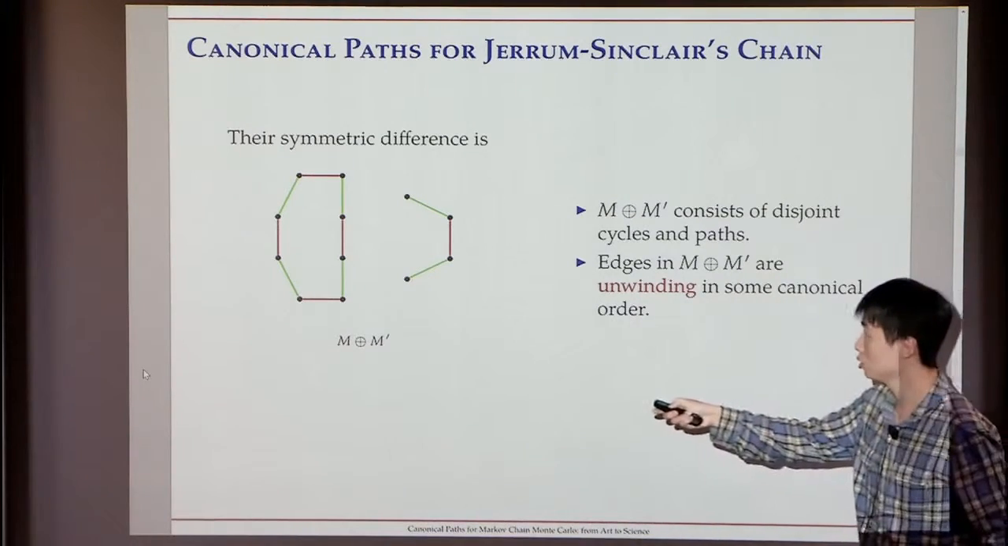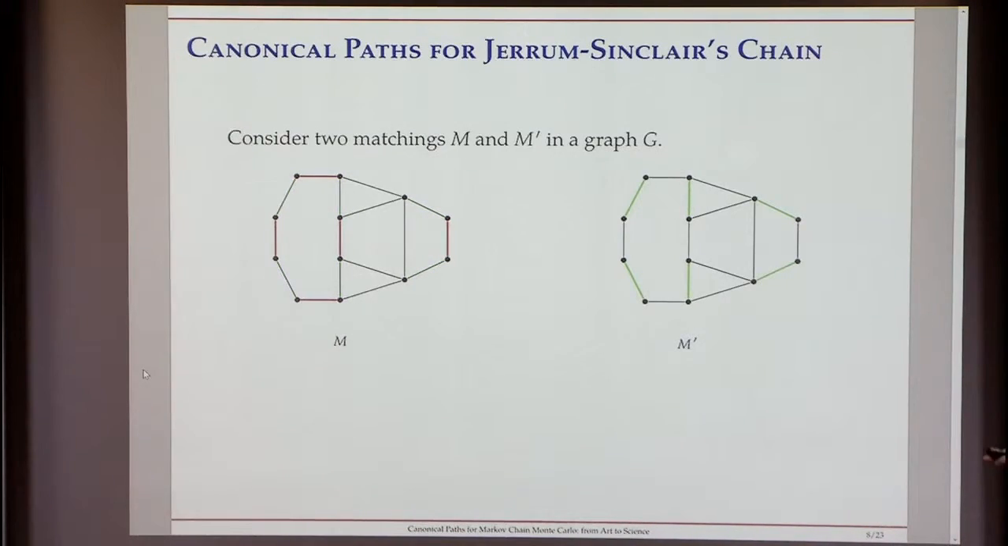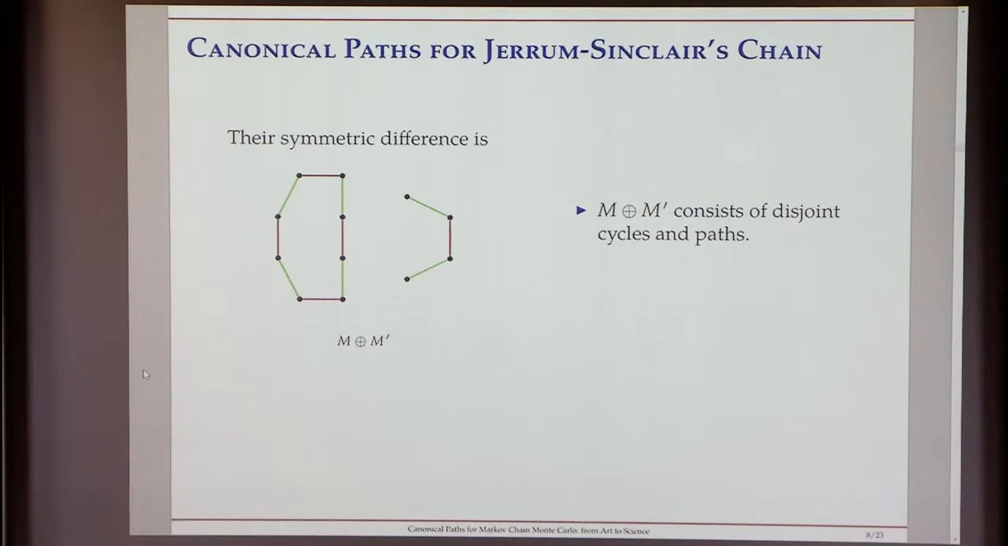first choose this edge. So remember, we want to move from the red matching to the green matching, and we can start from this cycle and start from these red matchings, and then we can remove this edge, and then replace this green edge by the red edge, and replace this green edge by this red edge, and so on. So after we finish this cycle, we can do similar things for this path. So in this canonical way, we can change from M to M prime.